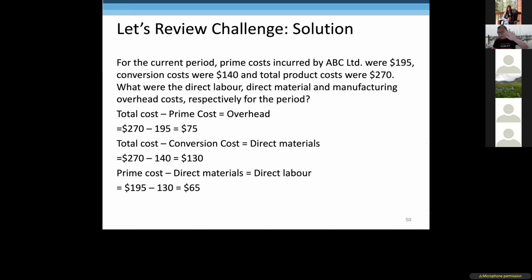So now we talk about three things: direct material, direct labor, manufacturing overhead. We know the two direct costs, that's the prime cost, right? And then we know the three together, that's the total product cost. So the only difference between the product cost and the prime cost is the manufacturing overhead. So when you do the difference, you get the manufacturing overhead. Okay, thank you. No problem.